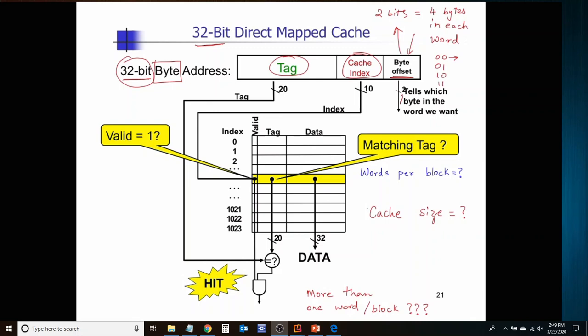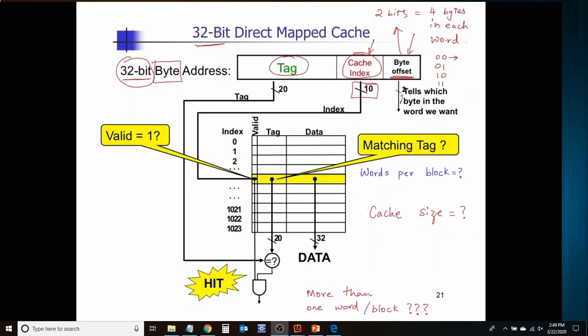Now let's talk about cache index. The cache index right now is 10 bits. So where is that 10 bits coming from? That is coming from essentially the size of the cache. The table over here is showing you the cache entries. And because we have 10 bits for a cache index, that means we have 2 raised to 10, or 1024 locations in the cache.